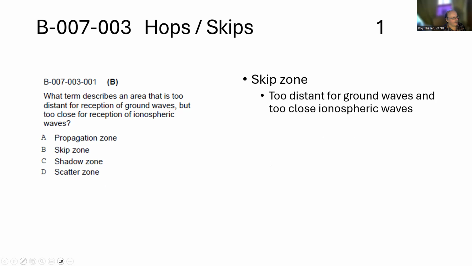Now we get into hops and skips. So what term describes an area that is too distant for reception of ground waves, but too close for reception by ionospheric waves? And that would be known as a skip zone. So you wouldn't get any communication there because you're too far for ground wave and too close for ionospheric waves. So that's a skip zone.